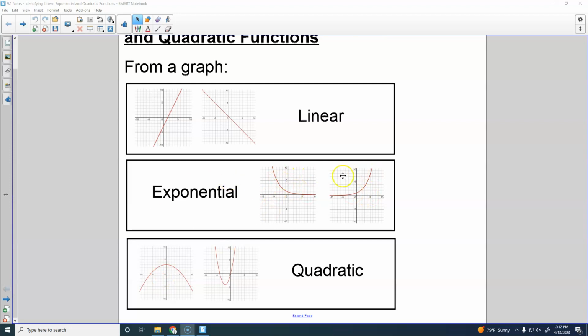We didn't look at graphs as much with exponentials as we did use those in context to solve problems. But this is what the graph would look like. And then quadratics are the parabolas that we have been looking at a lot lately. Okay? So these are the main three types of graphs we have to focus on in Math 1, and we need to be able to identify them. So from a graph, if you see these shapes, you should be able to tell linear, exponential, or quadratic.